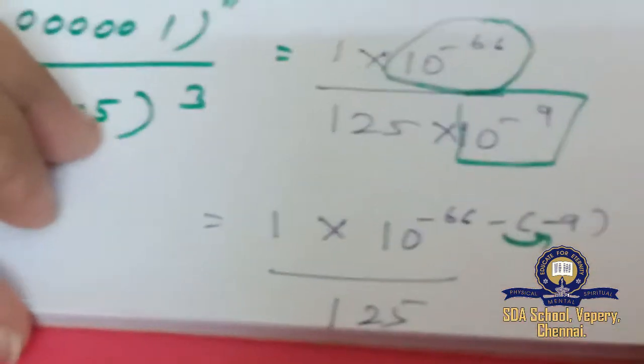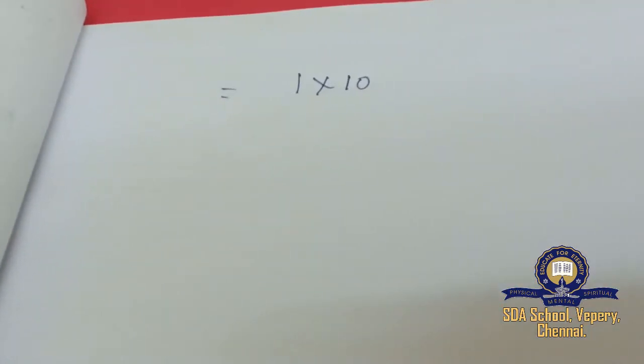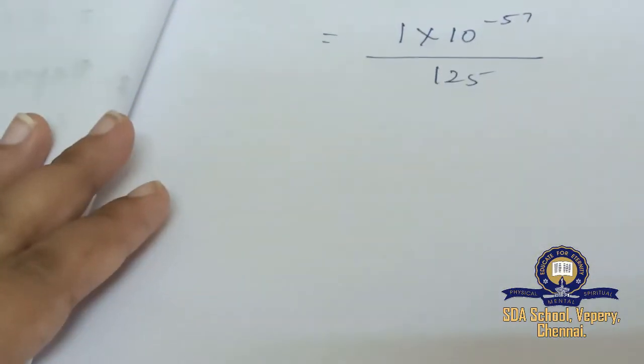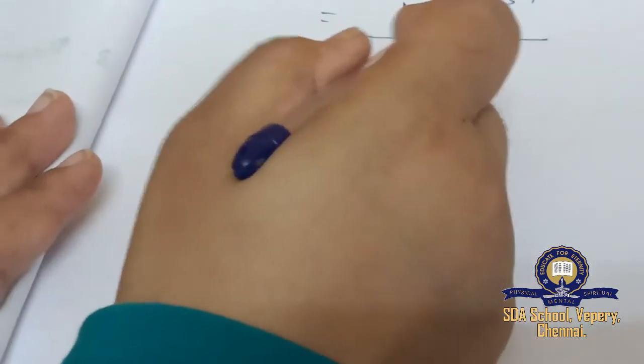Now let me turn over the page. What will I get now? I will get the answer value to be 1 into 10 power minus 66 plus 9, which will give me minus 57, divided by 125 as it is. Yes, till here you understood, no? Okay, now I have left with 1 into 10 power minus 57 divided by 125.